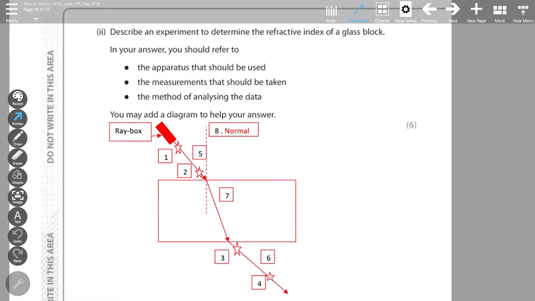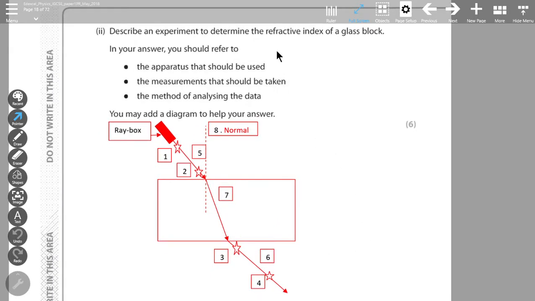Describe an experiment to determine the refractive index of a glass block. In your answer, you should refer to the apparatus that should be used, the measurements that should be taken, the method of analysis, and the data. You may add a diagram to help your answer.